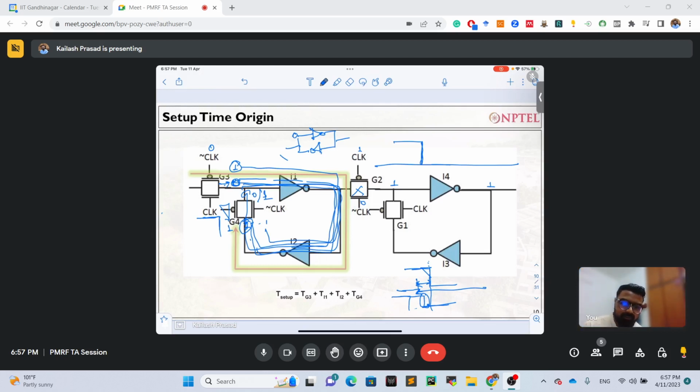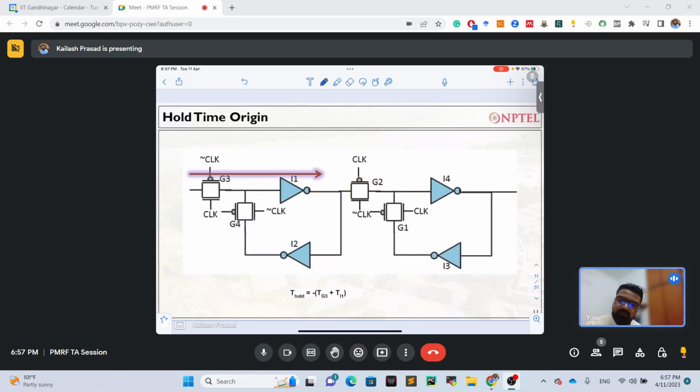Yes, sir. So that's what we call setup time. T setup is equal to TG3, TI1, TI2, and TG4. So that's where the setup time actually comes into the picture. Now if you understand setup time, I will go to the hold time.